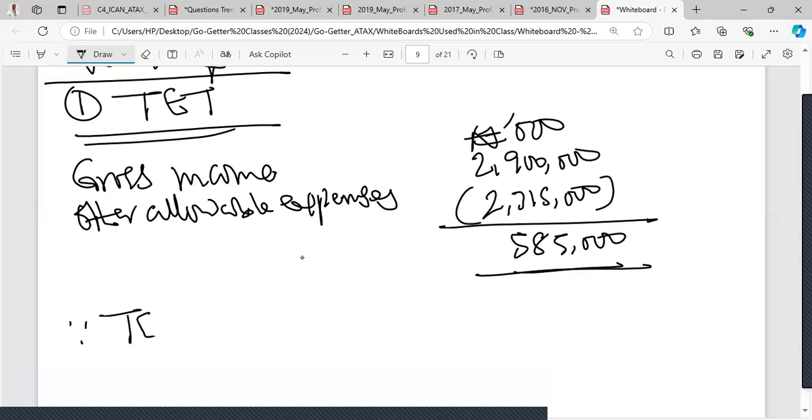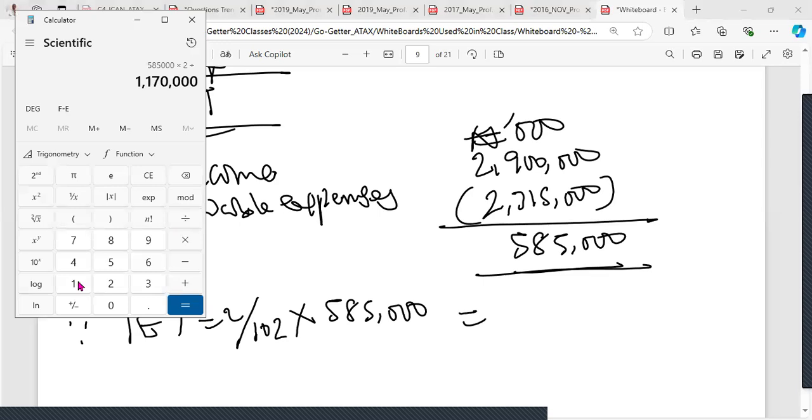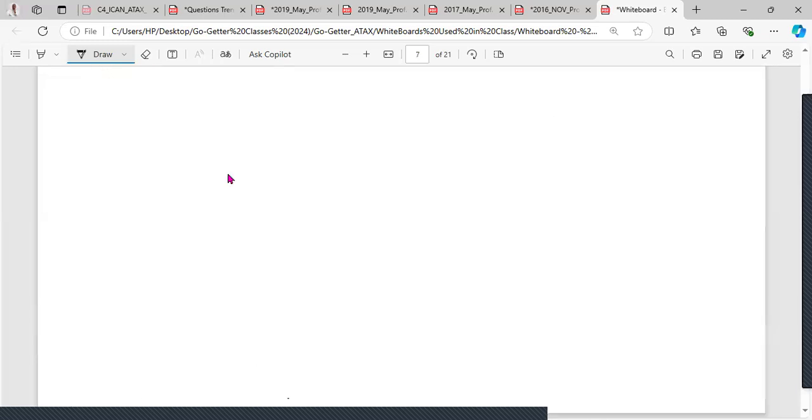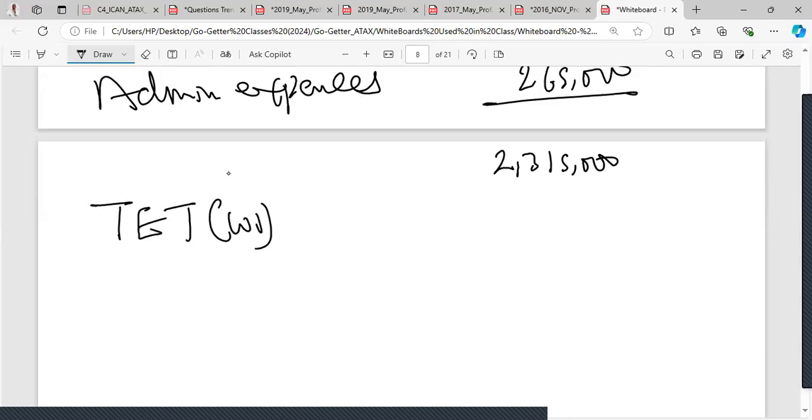Therefore, TET is 2/102 times 585,000. So times 2 divided by 102. That gives me 11,471. So that's what we will take, 11,471.